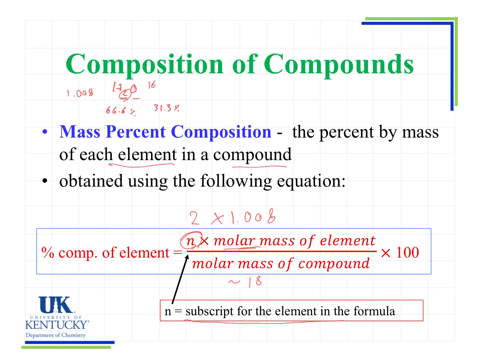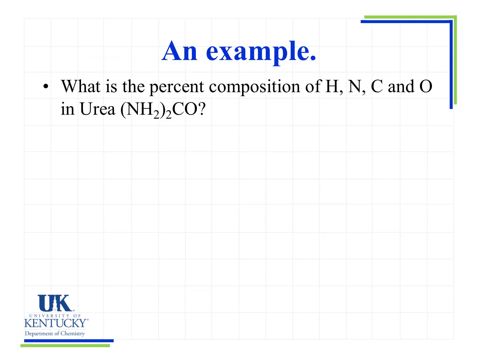So let's do some examples. If you get the concept, I want you to take some time and find the percent composition of each element in urea, NH2CO. Okay, so let's do this together.